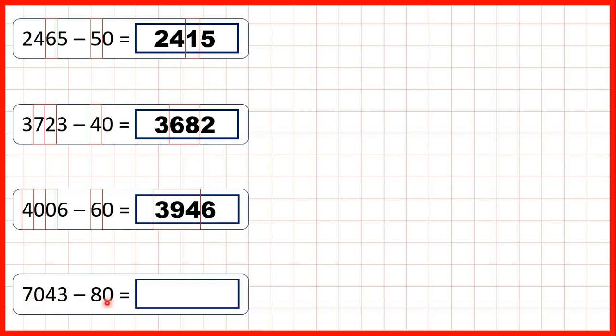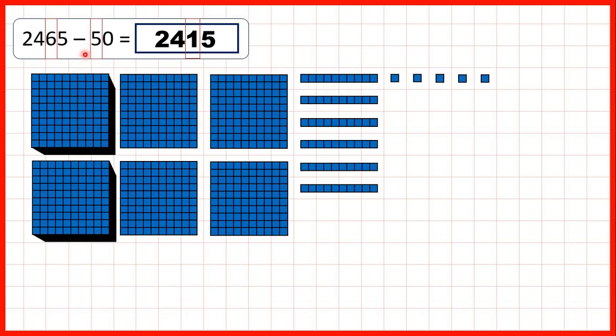And finally, we have 7,043 minus 80. Highlighting our tens digits, we have 4 but need to subtract 8. So we go to the left, but because that's a 0, we go to the left again. And if we know that 704 minus 8 is 696, we can change these digits to a 6, a 9 and a 6, and the 3 stays the same because we're not subtracting any ones, so we get 6,963. Now let's take a closer look at these questions.